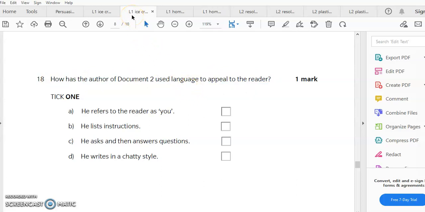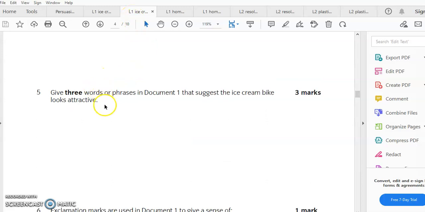So, to approach the first example here, where you're finding words or phrases, firstly, make sure you're looking in the correct bit. So in this case, document 1. They may narrow that down further. So they might ask you for words or phrases, say, in the second paragraph of document 1. Do pay attention to the question. Because if you quote from outside the bit you're supposed to use, you will not get a mark.